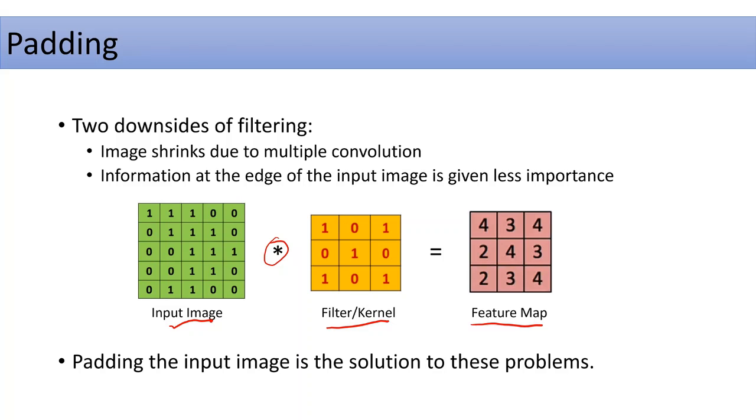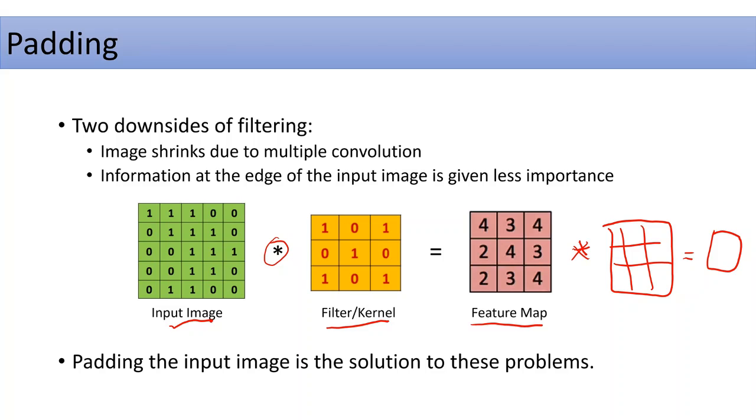Now, if we do the convolution of this feature map again with the same filter matrix, we will get a 1 by 1 image. A 1 by 1 image is very small and is very difficult to handle. This will create certain problems.